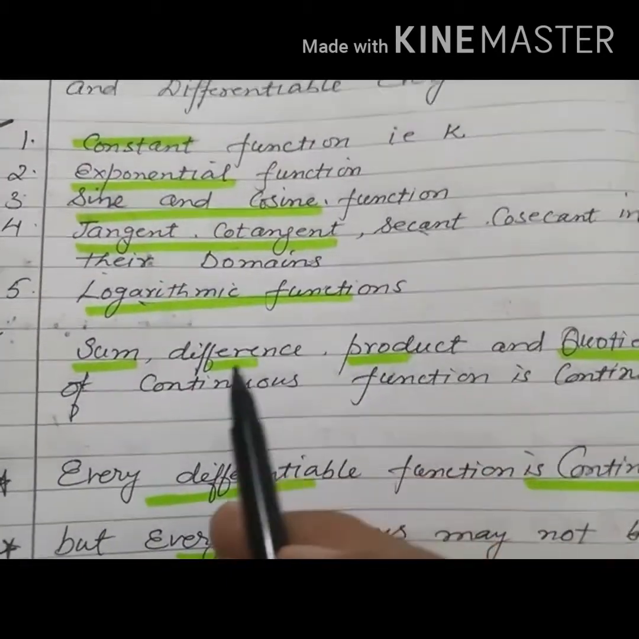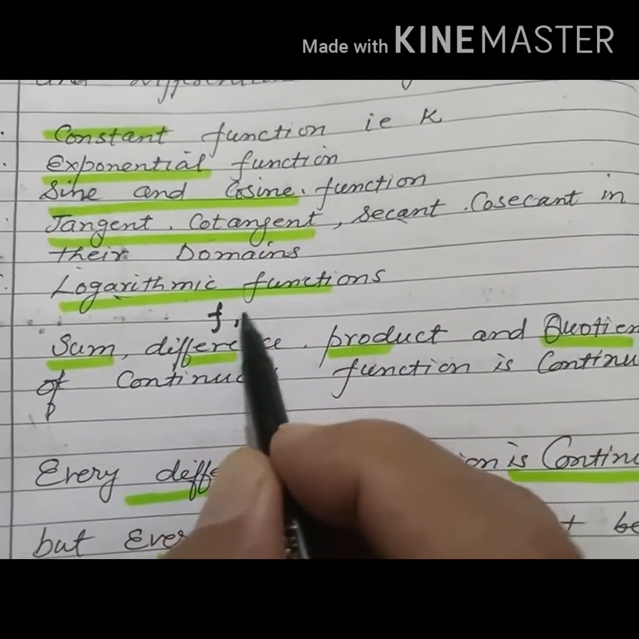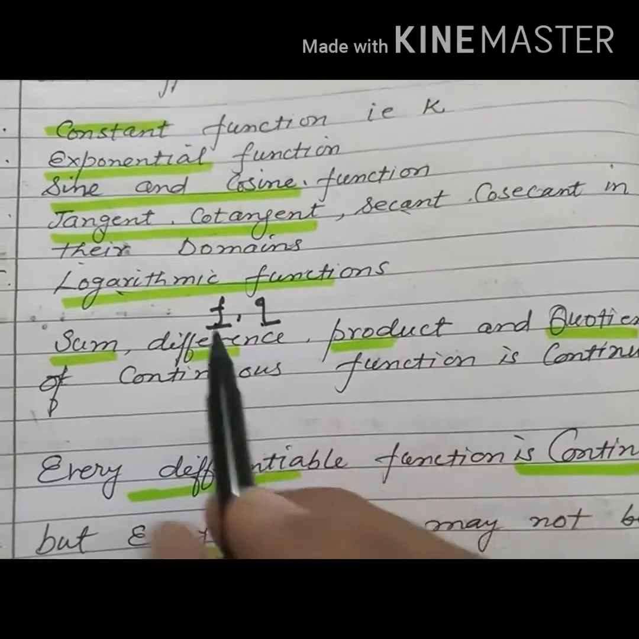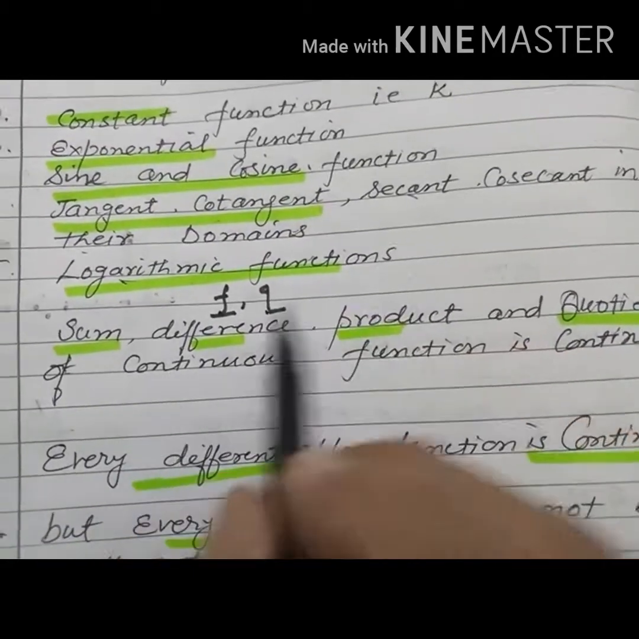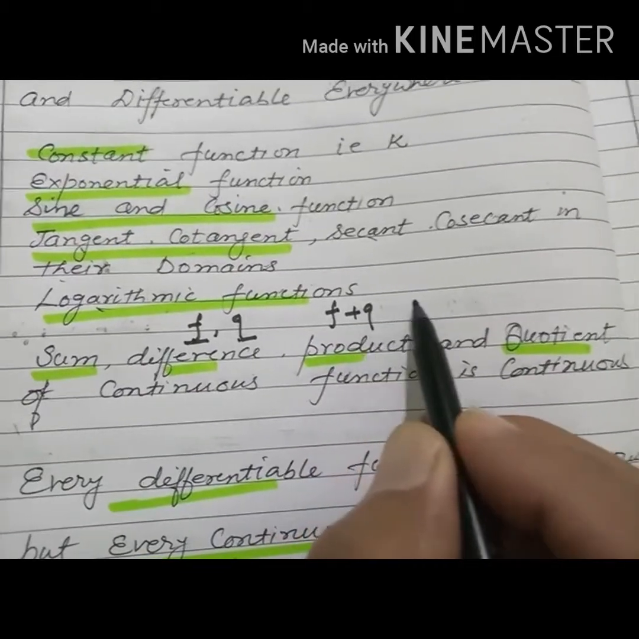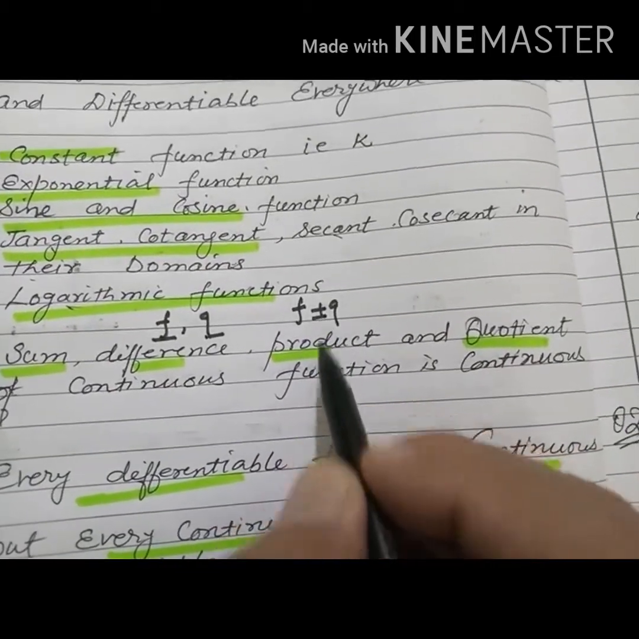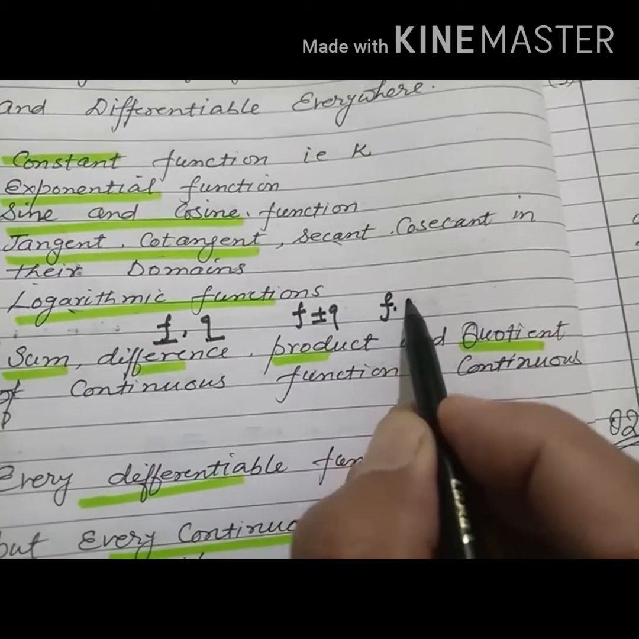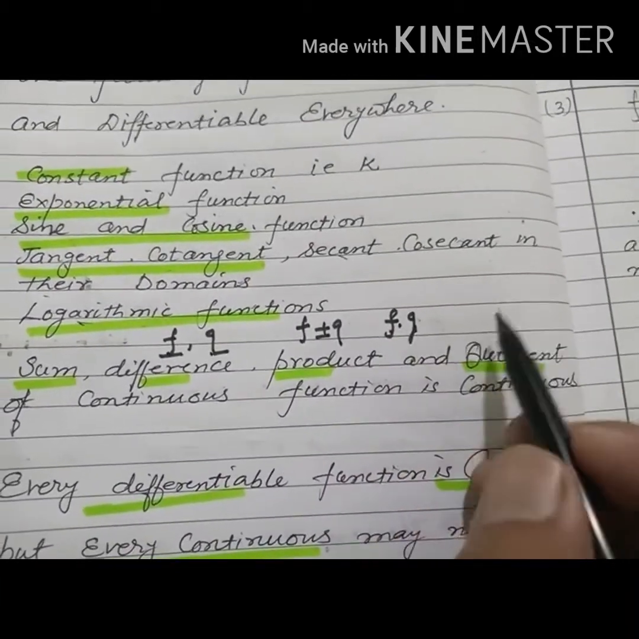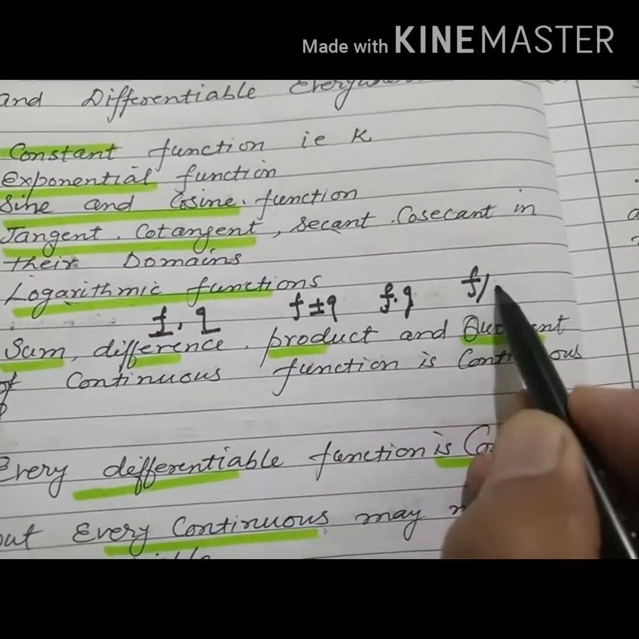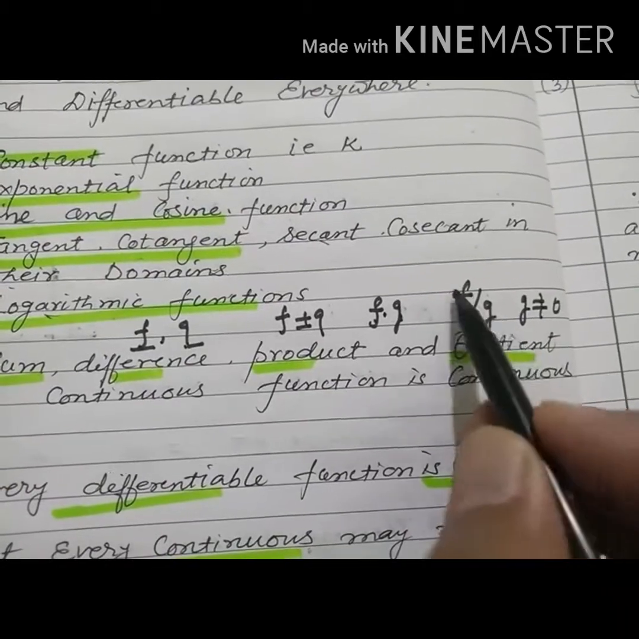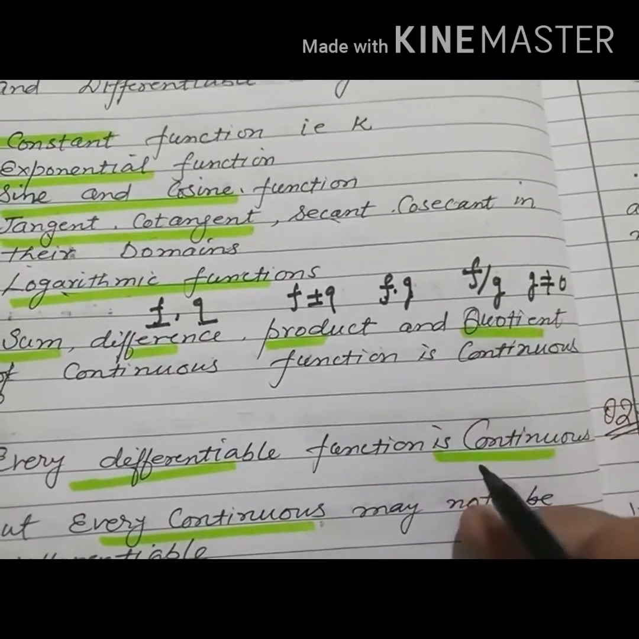Now, if f and g are two functions which are continuous and differentiable, what about their sum, f plus g? That will also be continuous. Their difference will also be continuous. The multiplication of two continuous functions is also continuous and differentiable. And even f divided by g, where g is not equal to 0, is also a continuous and differentiable function.